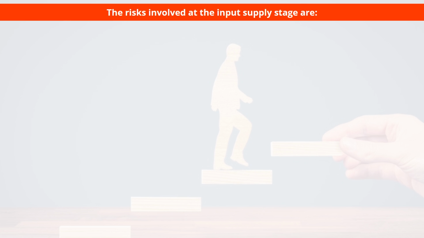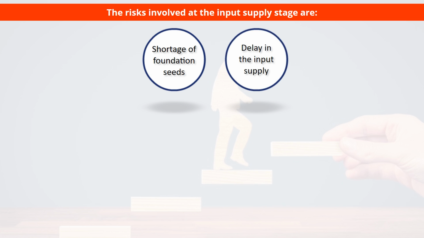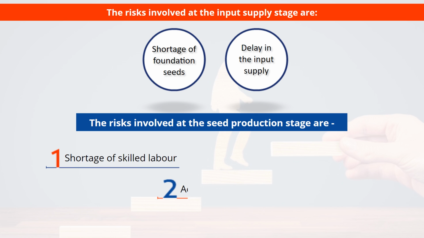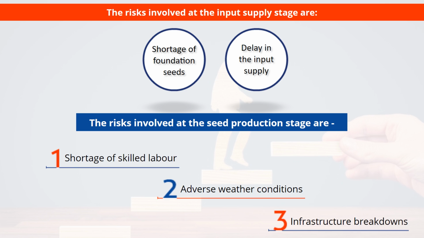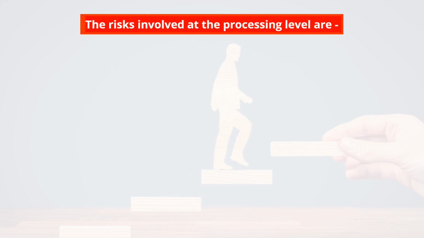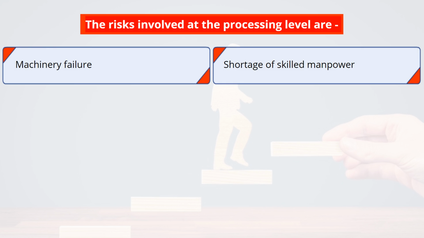The risks involved at the input supply stage are shortage of foundation seeds and delay in the input supply. The risks involved at the seed production stage are shortage of skilled labor, adverse weather conditions, and infrastructure breakdowns in terms of power or water for irrigation. The risks involved at the processing level are machinery failure and shortage of skilled manpower.